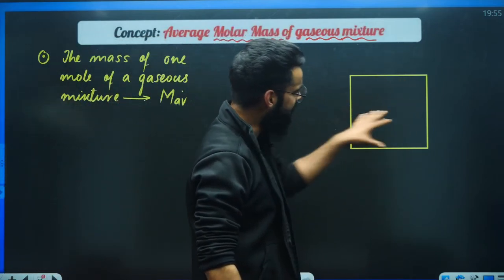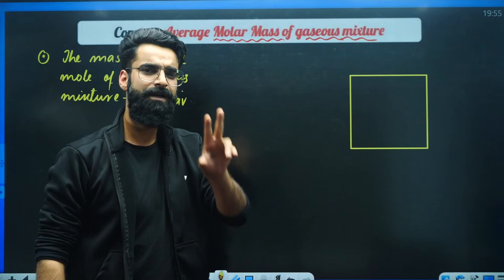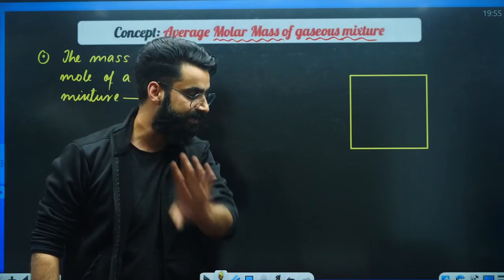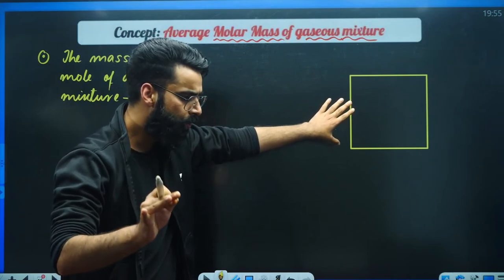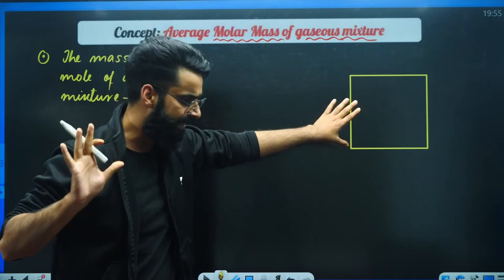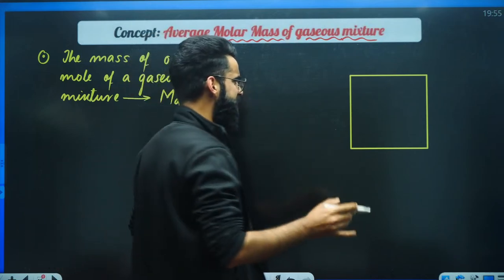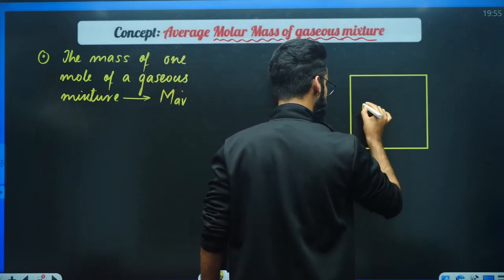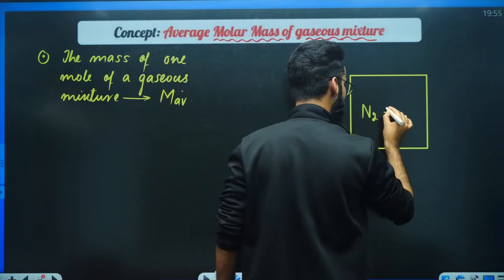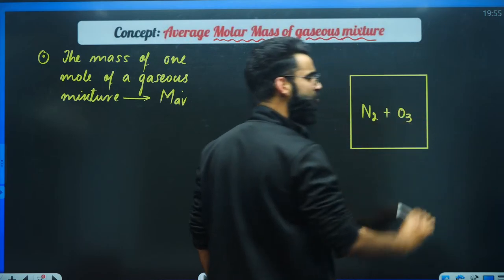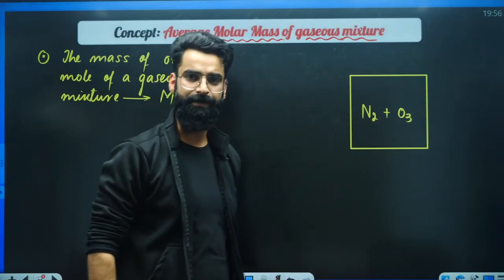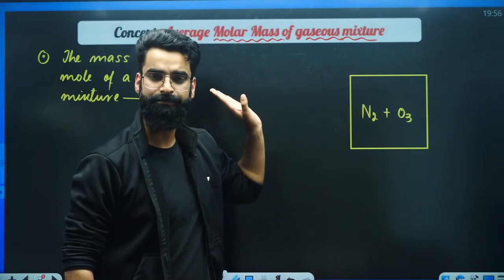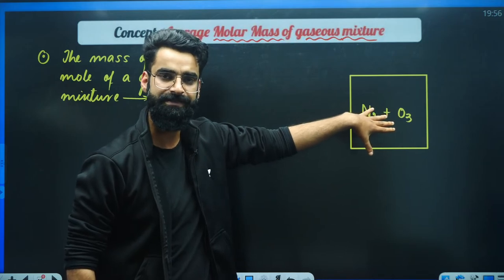I'm assuming this container contains two chemically non-reacting gases. For example, in this particular container, there is N2 gas, and with N2 gas, let's assume there is ozone as well, O3. So I'm taking two gases in this particular container. The container is closed on all the sides.